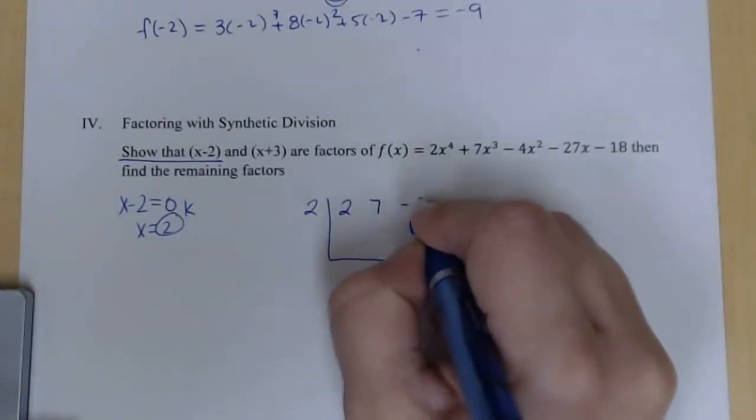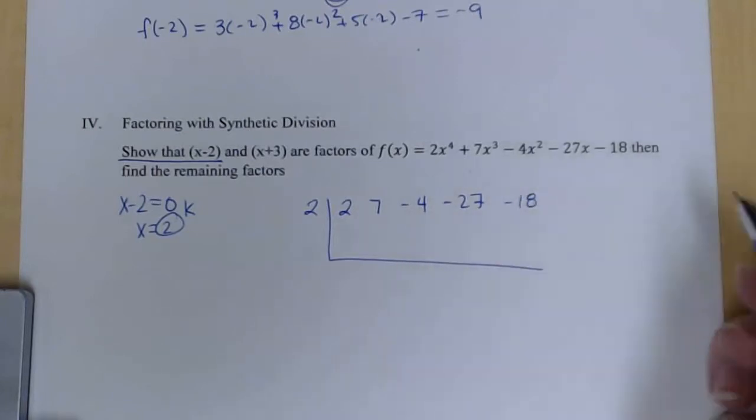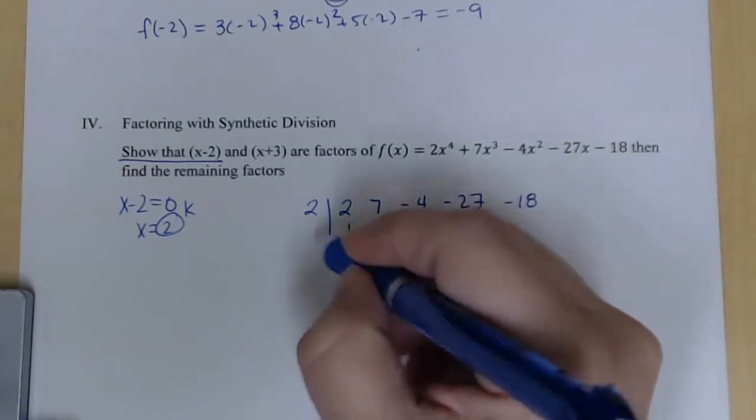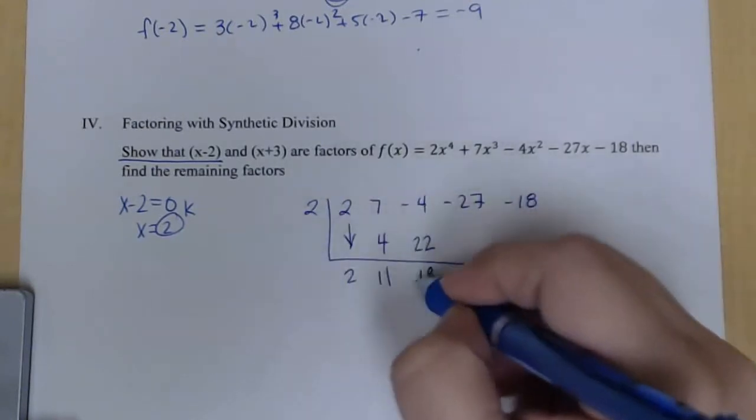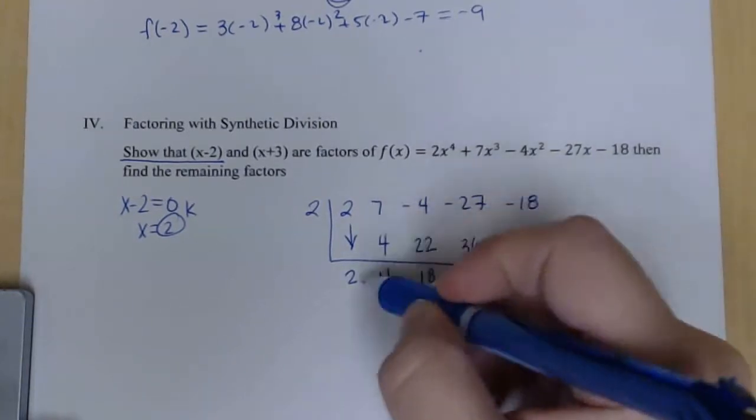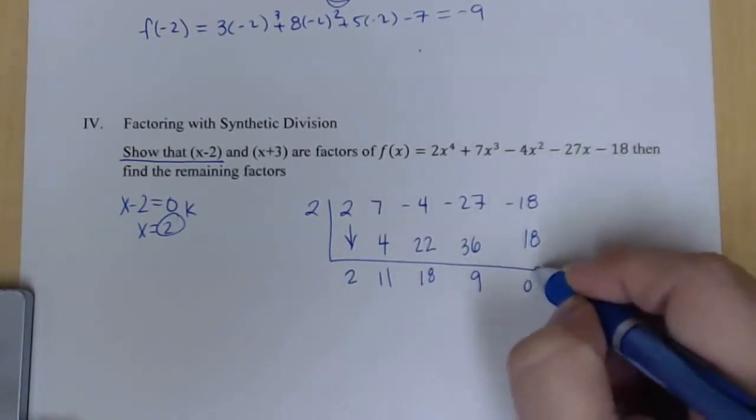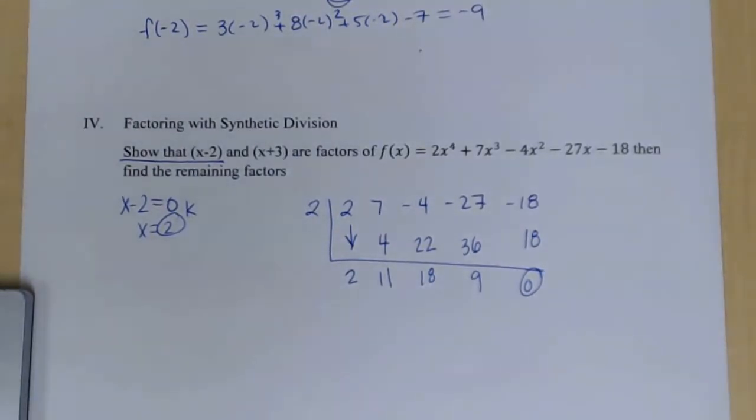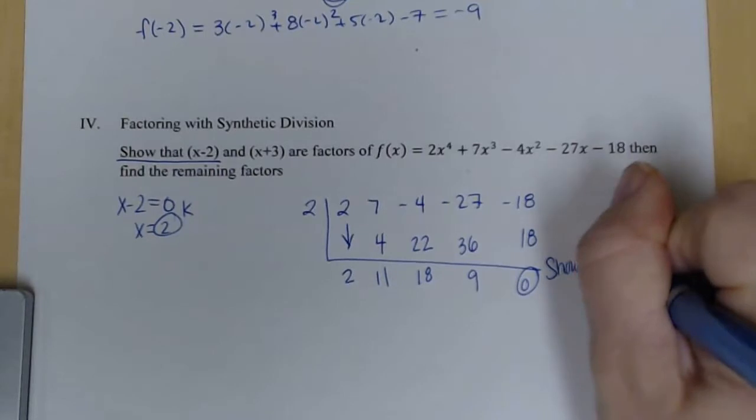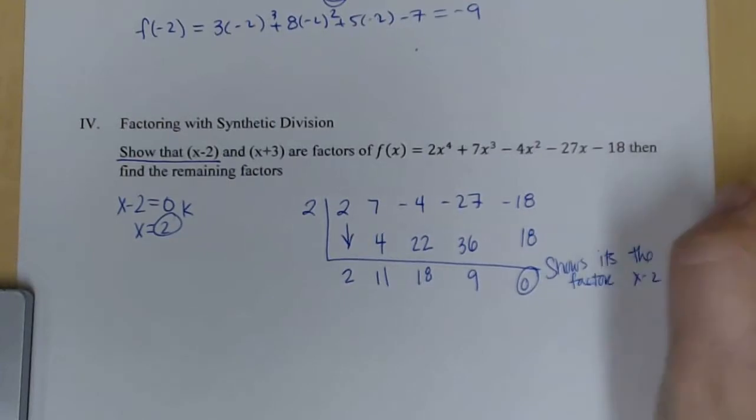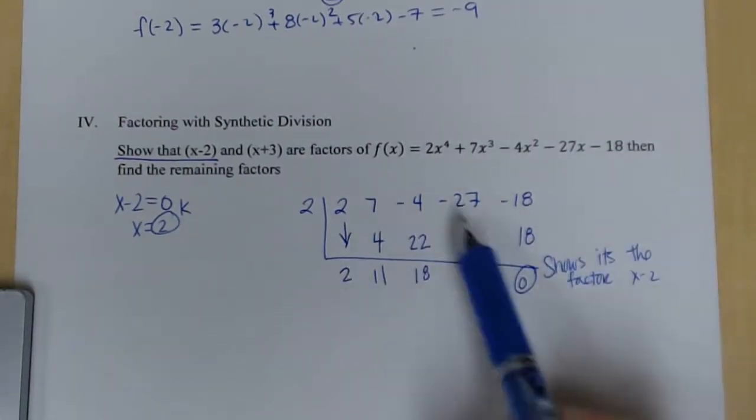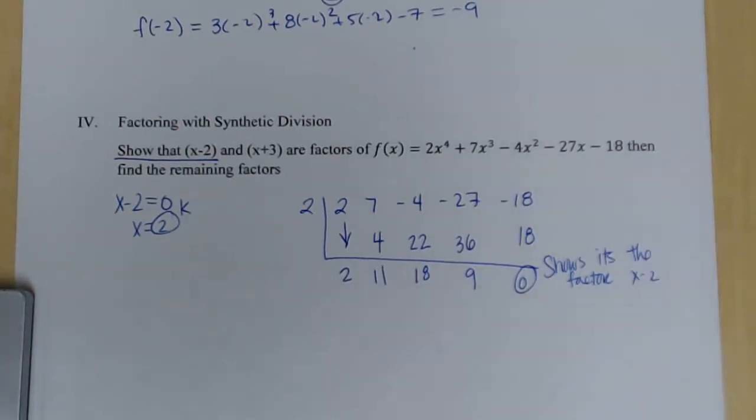So I have 2, 7, -4, -27, -18. I'm going to do synthetic division: multiply, add, multiply, add, multiply, add. Again, just use your calculator as you go to help you out. And you'll notice I get 0 as a remainder. So what this 0 as the remainder does is it shows that x minus 2 is a factor of that. It will divide it nicely because I'm getting that 0 remainder.